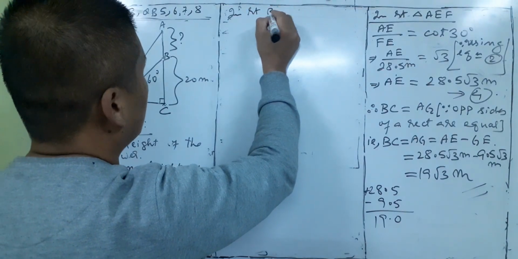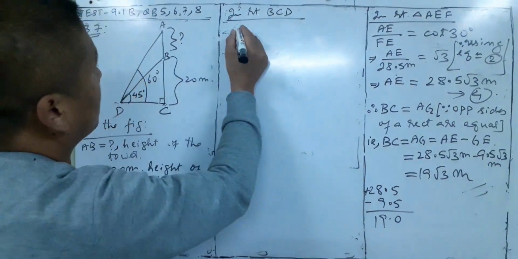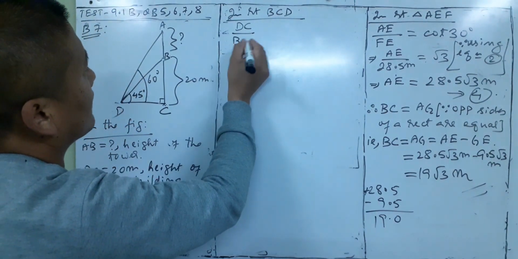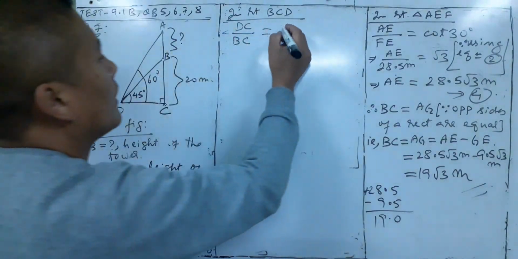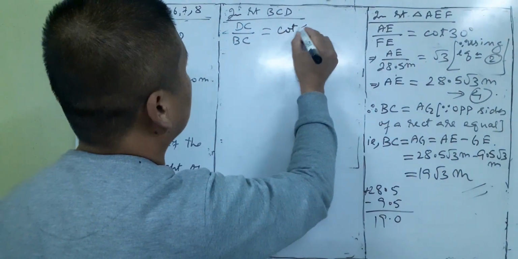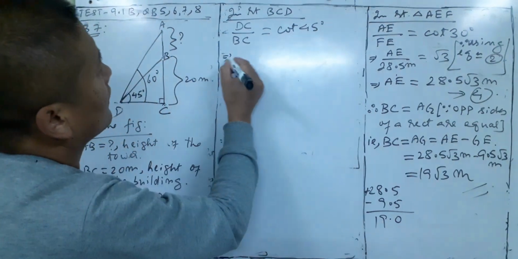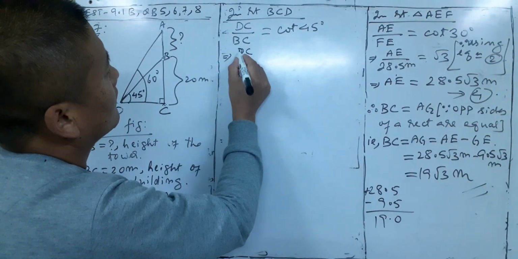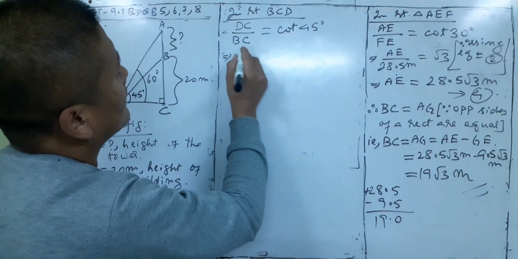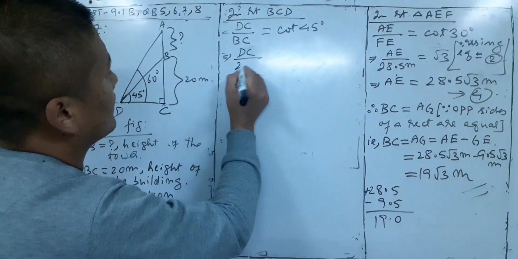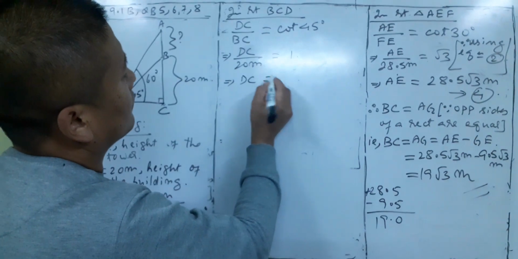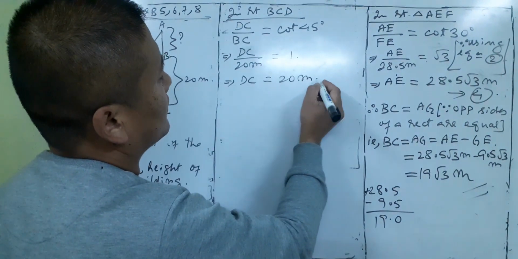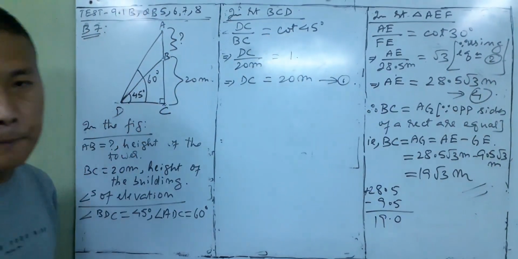Right triangle BCD. We want to find DC, and the given side is BC, 20. So that is adjacent by opposite, right? So that is cot, and the angle is 45 degrees. Then here DC by BC is 20 meter, and cot 45 is 1. So DC will be 20 meter. Let's keep this one as equation 1, okay?